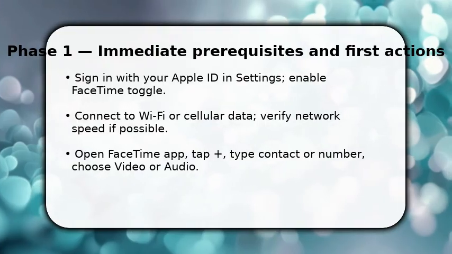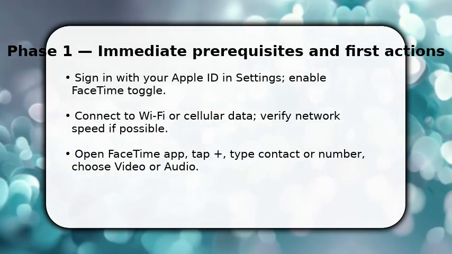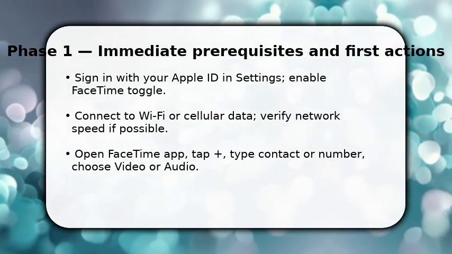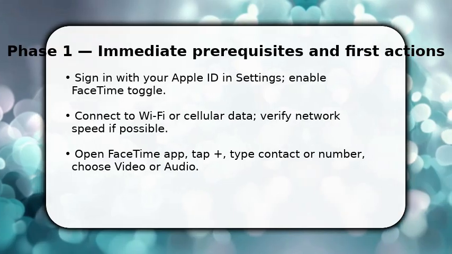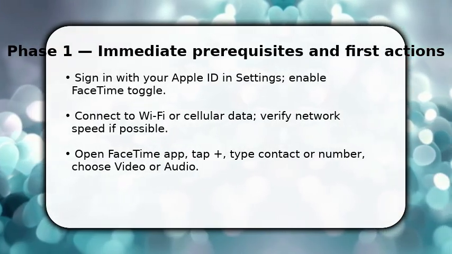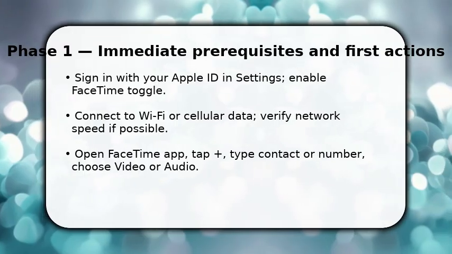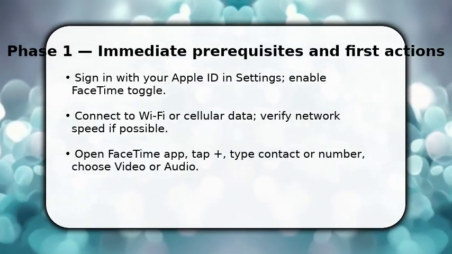Now open the FaceTime app, tap the plus button, and type a contact name, email, or phone number. Choose video to start a camera call or audio to save bandwidth. Make sure the person you call also uses FaceTime, otherwise the call won't connect.